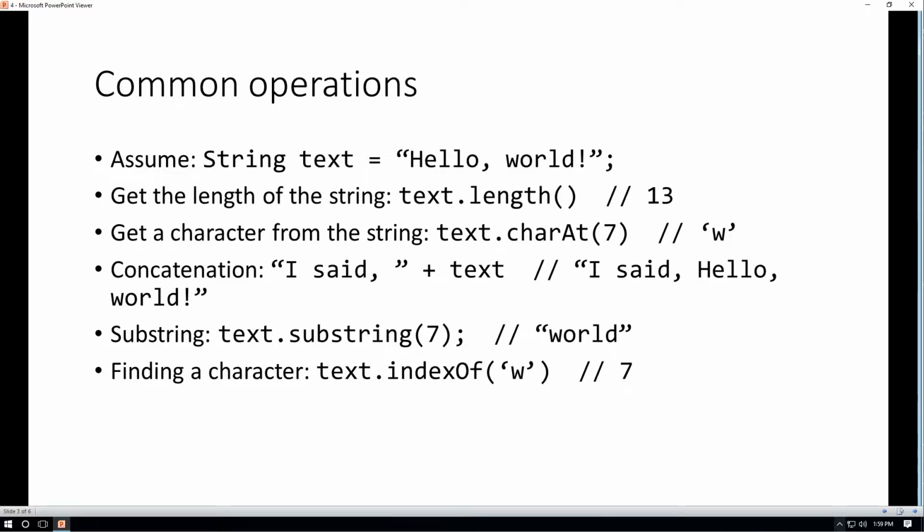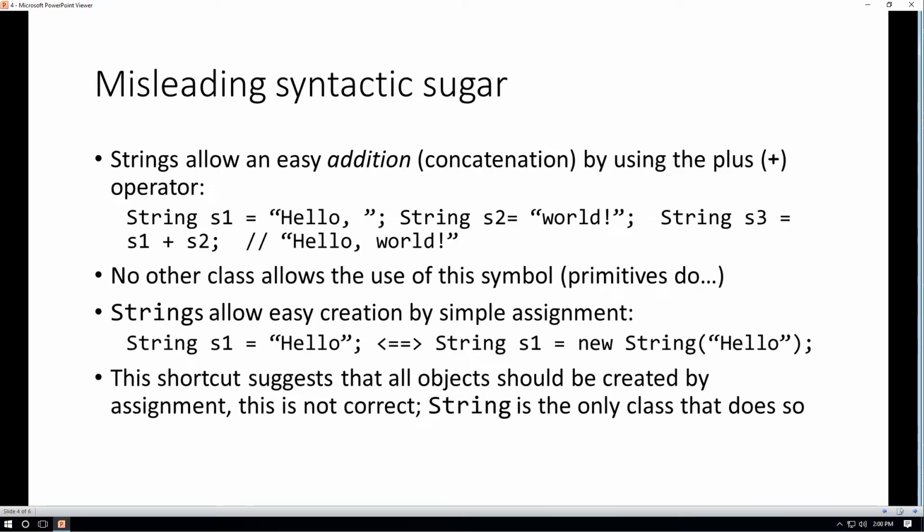And finally, if you want to check the location of a particular character starting from the left, we say text.indexOf, and notice apostrophes. We delimit the w with an apostrophe because it's a character, and it returns an index of 7. Strings are fun. They're very common. There are many shortcuts using them. Unfortunately, that leads to distressing problems for beginning programmers.